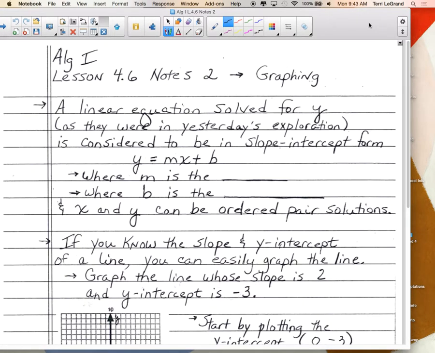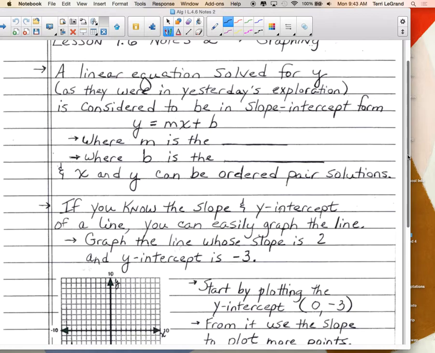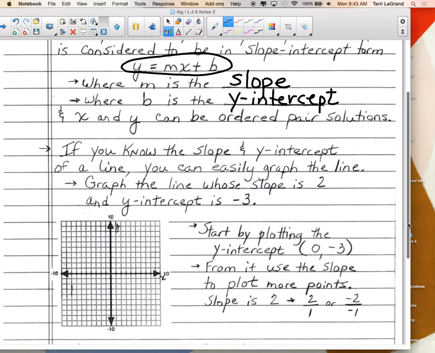Okay, so when we have a linear equation solved for Y, as they were in Friday's notes, it is considered to be in slope-intercept form. So reminder, our slope-intercept form is Y equals mx plus b. What's the m standing in for? Slope. The m represents slope, and what does the b represent? The y-intercept. So when we have the equation solved for y, we can pick out the slope, we can pick out the y-intercept from it, and the x and the y's are the ordered pairs that are the points on the line. So if you know the slope and y-intercept, you can easily graph it.